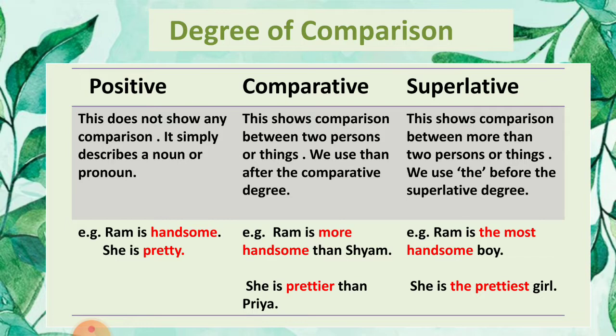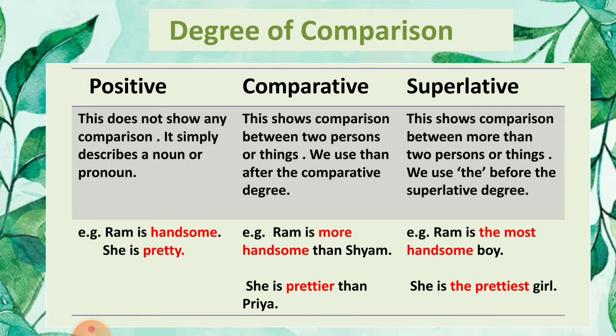Superlative degree shows comparison between more than two persons or things. We use the before the superlative degree, right? So, when we compare one thing with more than two persons or more than two things, then we use the superlative degree, and we always use the before the superlative degree. Now, let us see the examples.